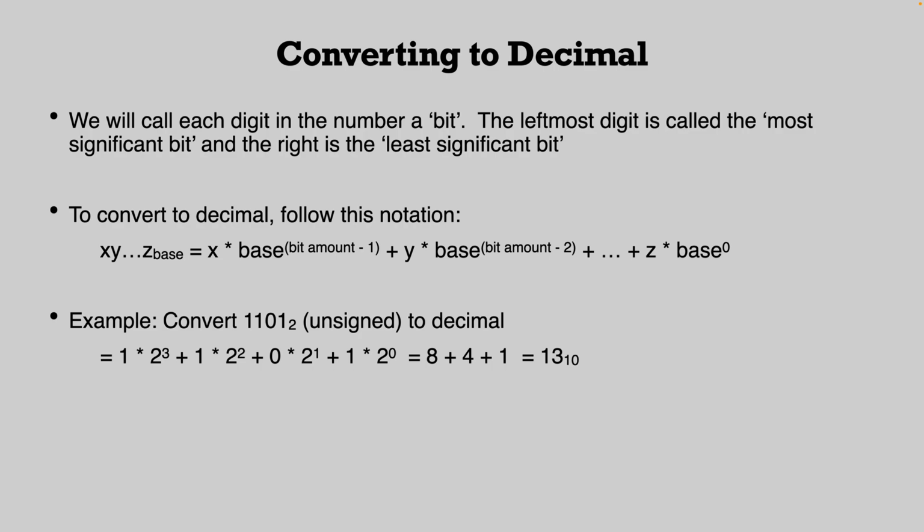So we have an example here of converting an unsigned binary number to decimal. We take each bit, multiply it by the base raised to the exponent, and we simplify that, and so the number 1101 binary is 13 decimal when we convert it like this.